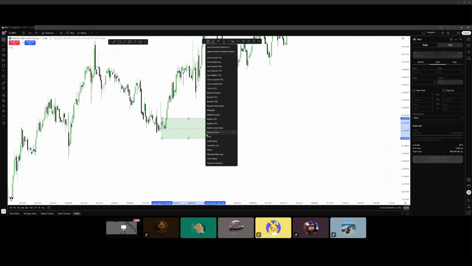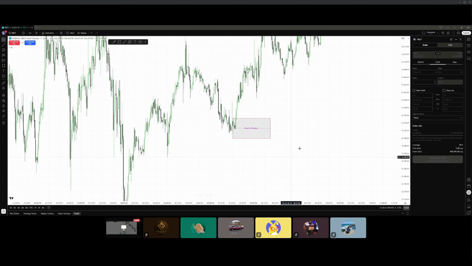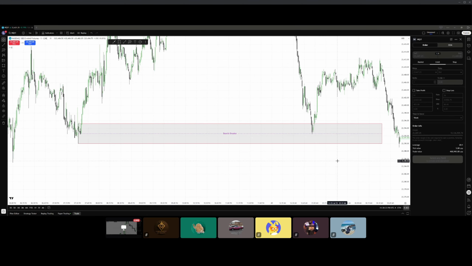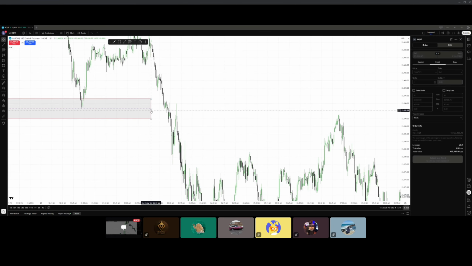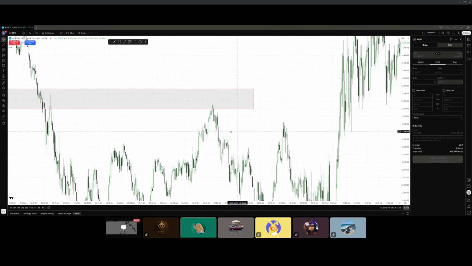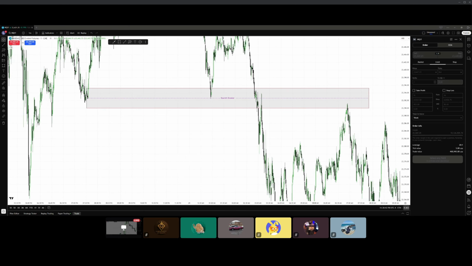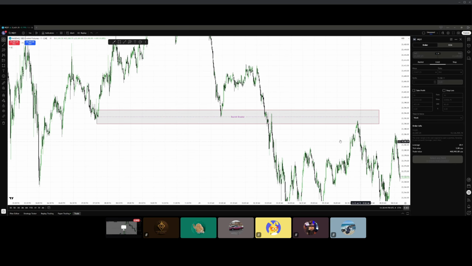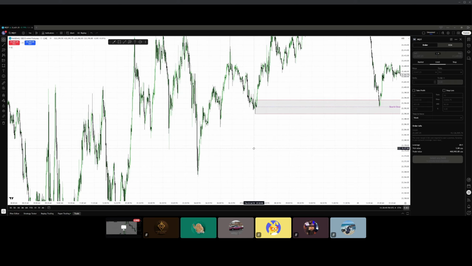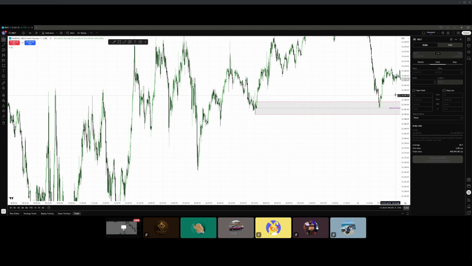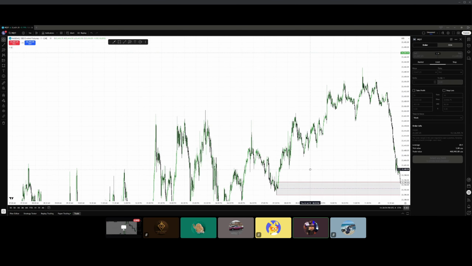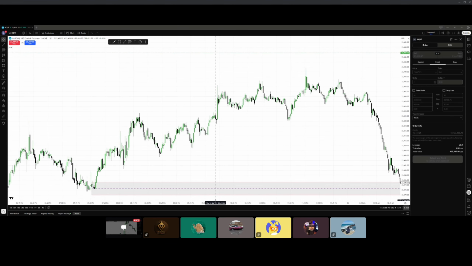Here's a breaker block. Here's a bearish breaker block. Ignore that. Got used right here. Got used right here. There's a bearish breaker. And then what made that a bearish breaker block? I'm going to show you in a second. Cool.